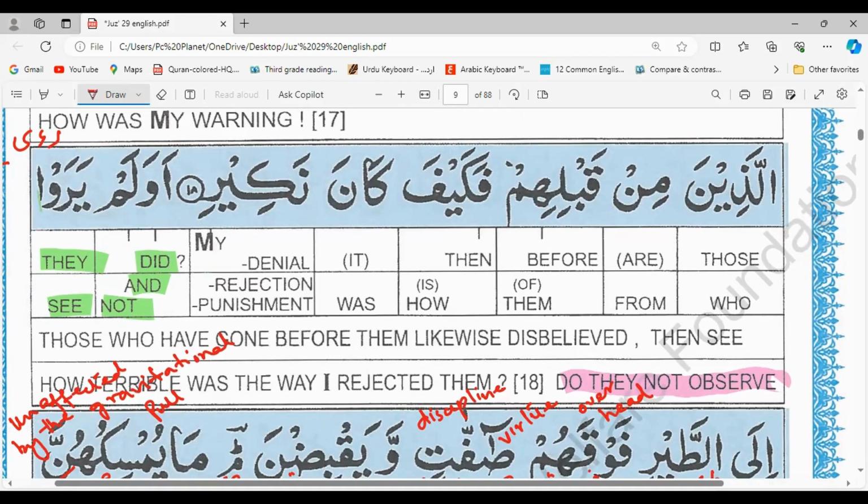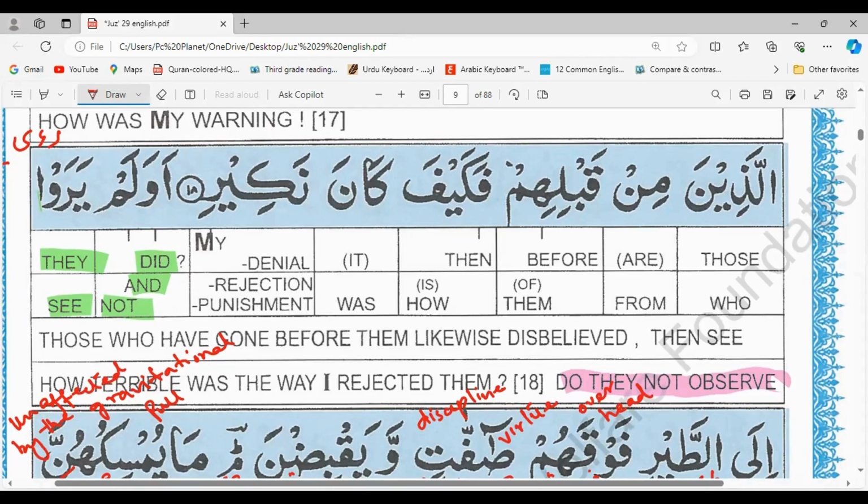Although the translation is done in past tense, for convenience's sake I'm translating it into present, because the phenomenon is such an eternal one that as it was true in the past, it is true today and it will remain a truth in the future as well. So Allah says, have they not seen what?